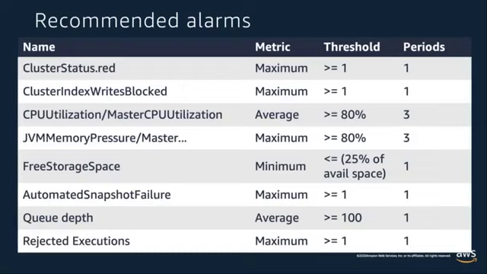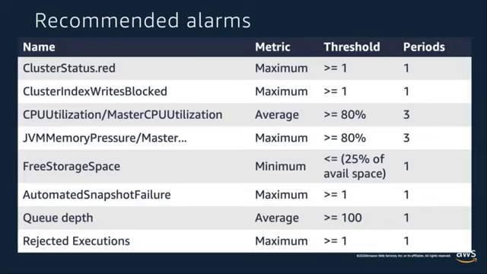So I have both free storage space and index writes blocked here. You need to monitor those to understand that you've run out of storage. For free storage space, you really want to keep about 25% of the total as free space. Your CPUs and your JVM are important indicators of how your workload is running.